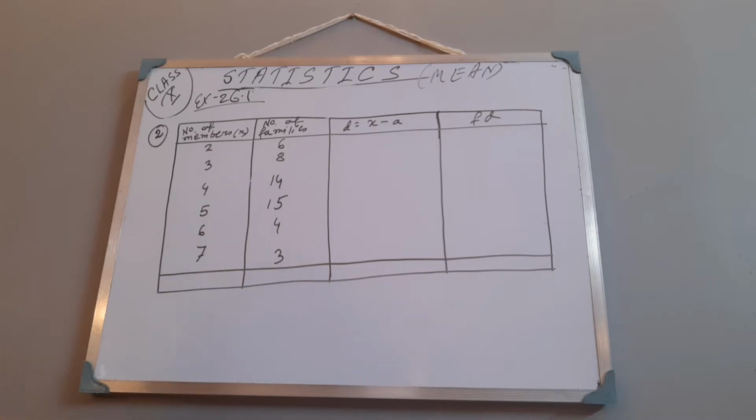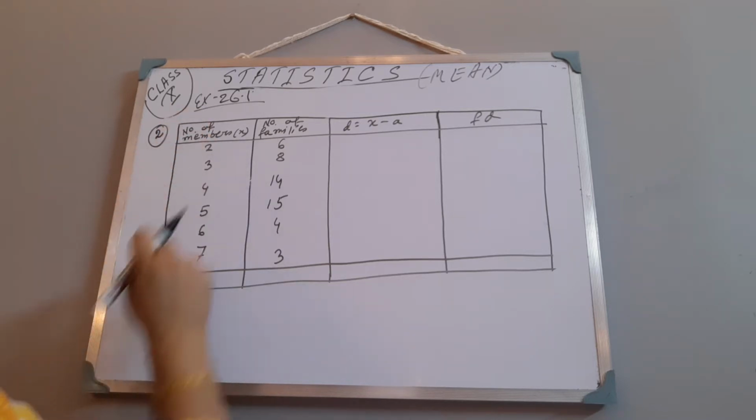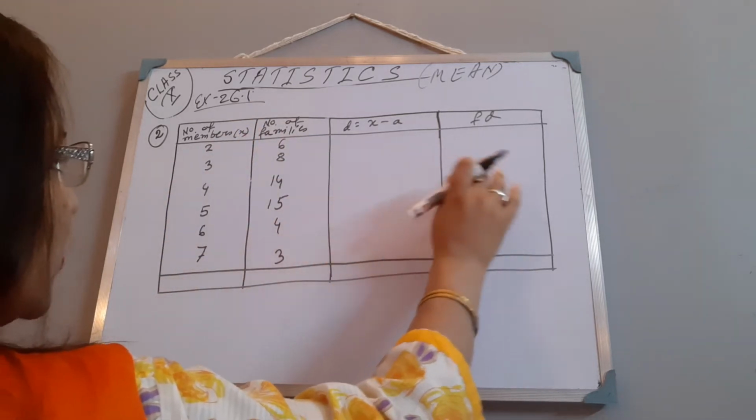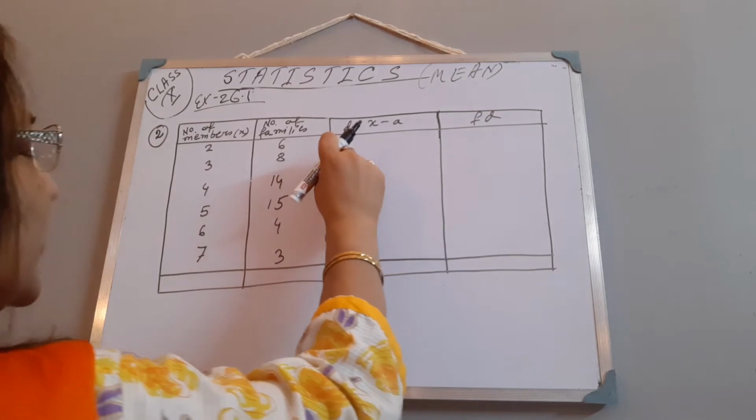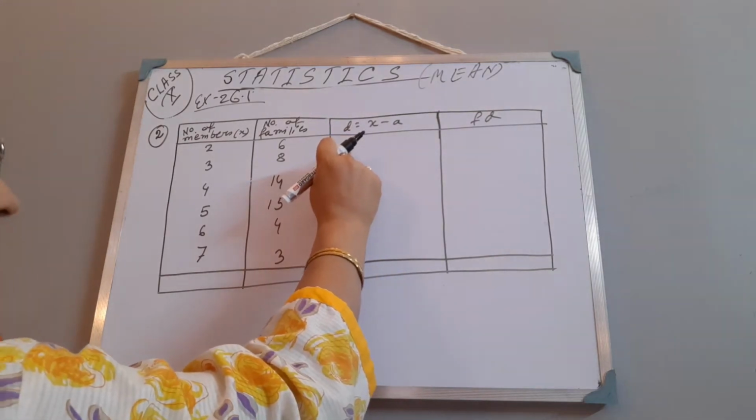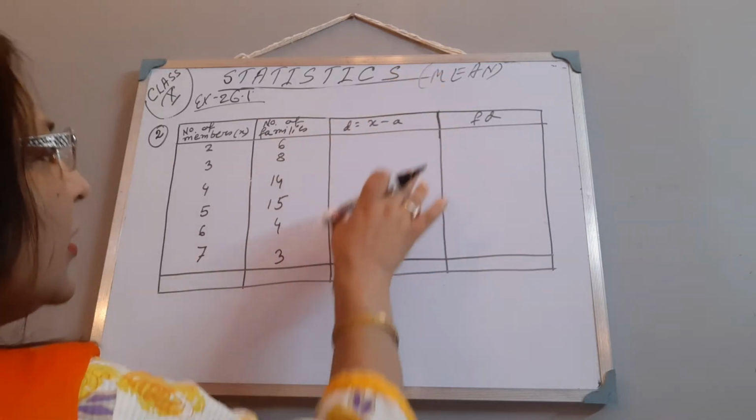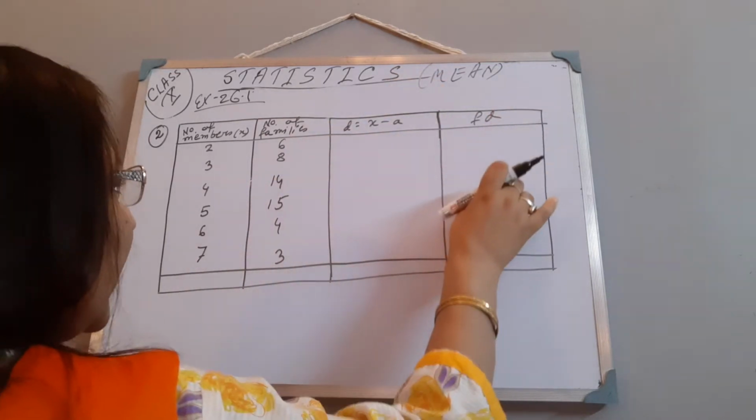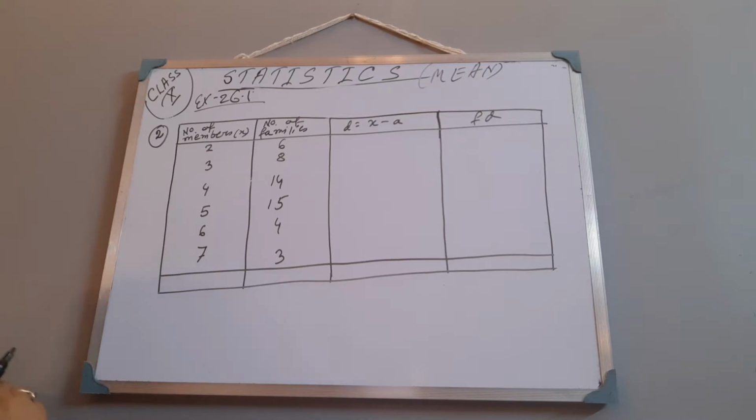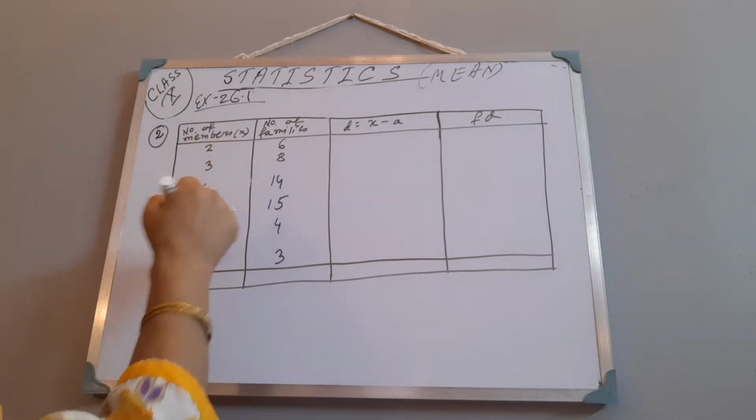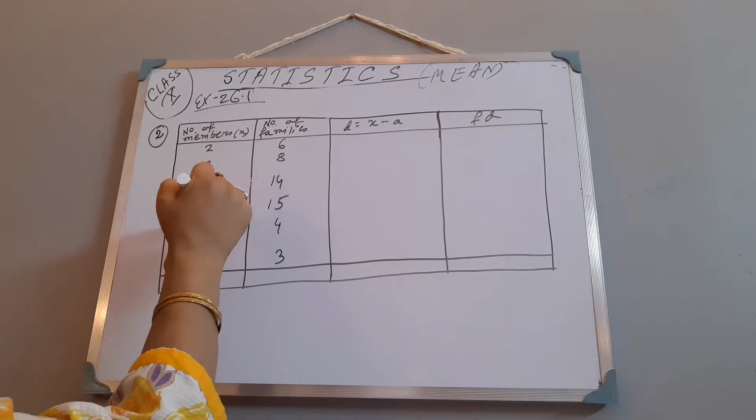Here the method is mentioned, that means we have to follow the assumed mean method. What is given? Number of members and number of families are given to us. Two more columns we have to draw, that is D. Since it is assumed mean, we require D, the deviation. So for D draw one column, and for FD draw another column. Next, the number of members: 2 3 4 5 6 7.